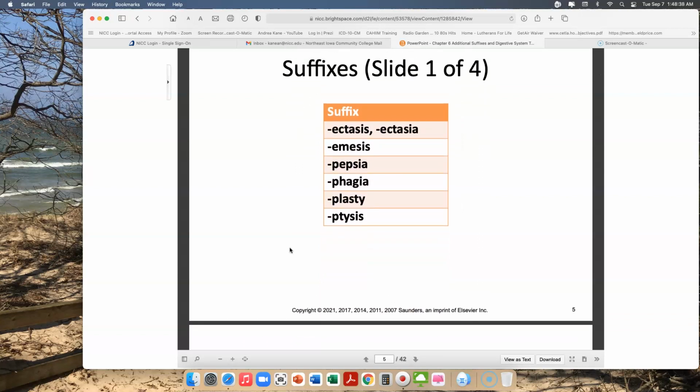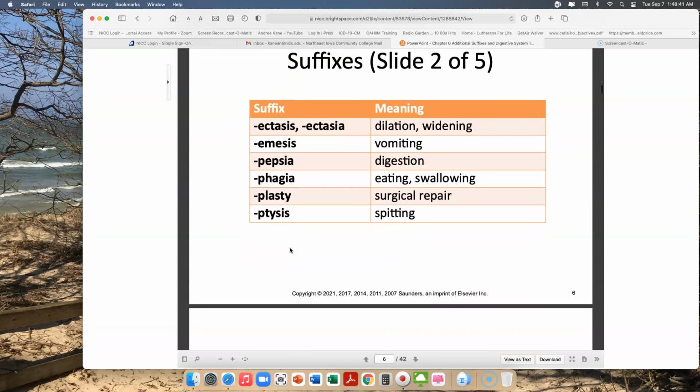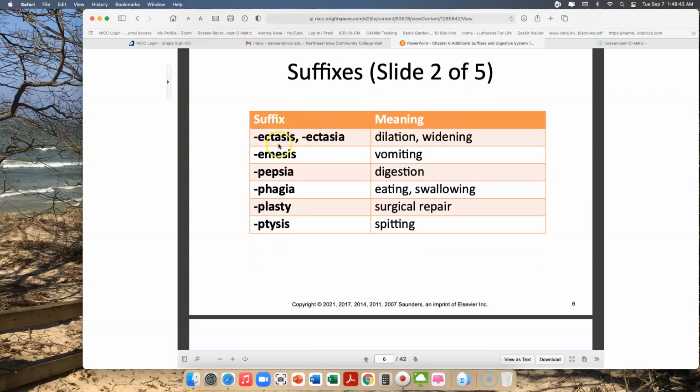We have ectasis and ectasia, meaning dilation or widening. Emesis, phagia. And remember that G means eating or swallowing. Phagia is the eating or swallowing. If it's an S there, that's going to mean speech or speaking. Plasty is surgical repair. Remember when we talked about the P before a consonant? That P is typically silent, so this would be ptysis.